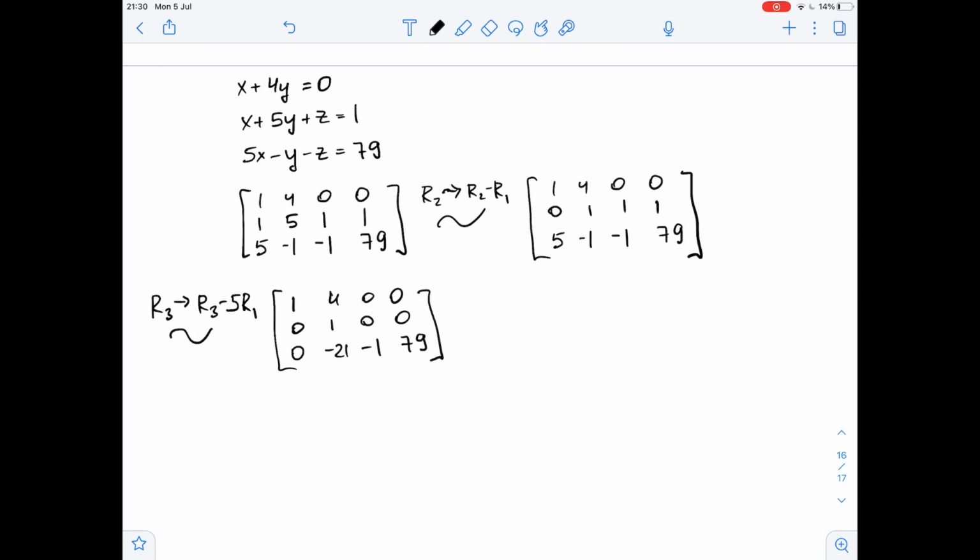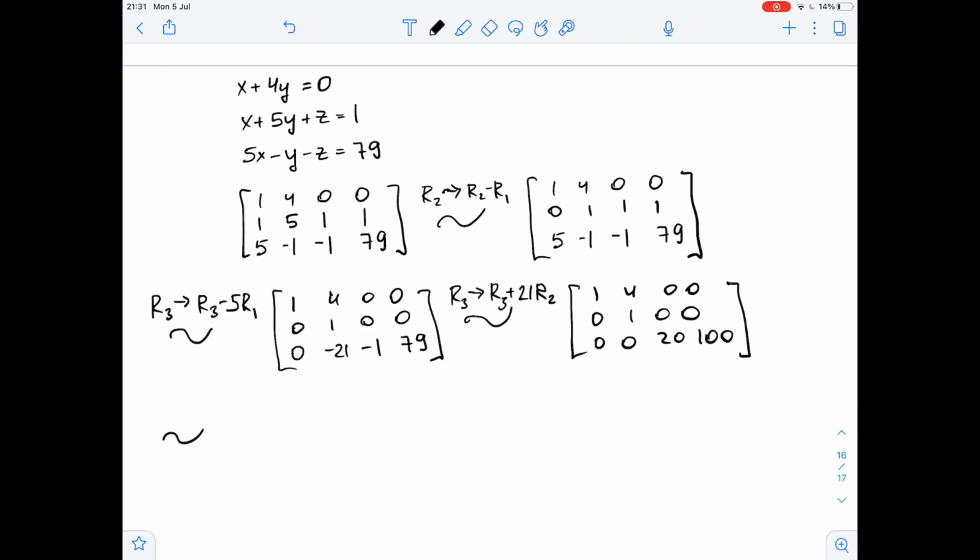Next step is to multiply the second row by 21 and to add it to the third row. So row 3 becomes row 3 plus 21 times row 2. And our matrix looks like this. It's 1, 4, 0, 0, 0, 1, 1, 1. Here we have 0, 0, 20, 100.